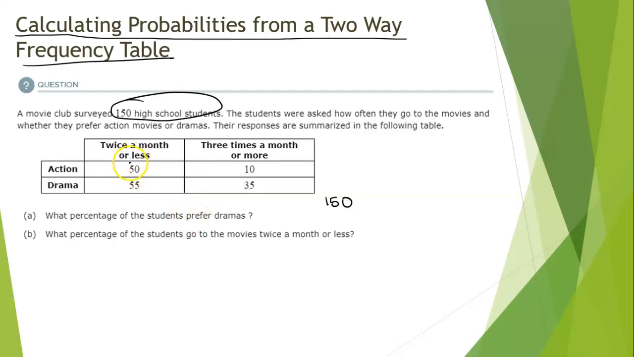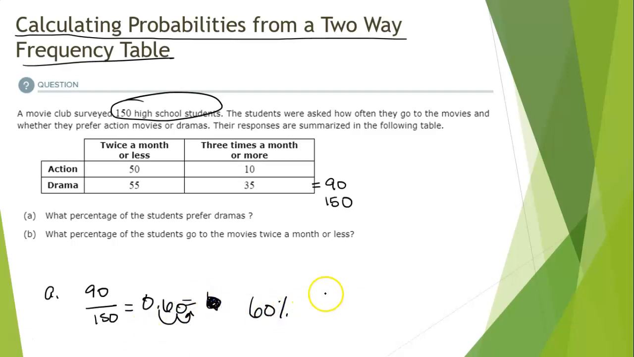Notice that it doesn't ask me anything about how often they go to the theater to see a movie. It just asks about what percentage of the students prefer dramas. That means I need the total of dramas. So I need to add 55 and 35. That gives me 90. And so for A, my answer is 90 out of 150. To turn that into a percent, I divide top by bottom, so it's 90 divided by 150, and hit enter. That gives me 0.6. To change that to a percent, I move the decimal 2 places to the right, so it's 1, 2. In the empty space, I have to put a 0, so that becomes 60%.